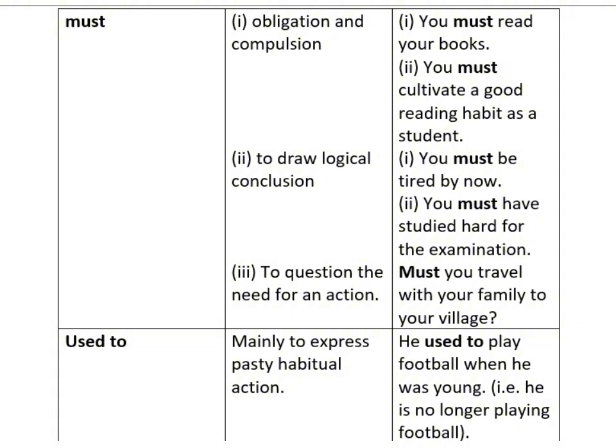Let's look at the last modal auxiliary verb, which is used to. It is used mainly to express past habitual action. Look at examples. He used to play football when he was young. That means he's no longer playing football, maybe playing something else or participating in another games or activities. Look at another example here. I used to live there. That means I'm no longer staying or living there.